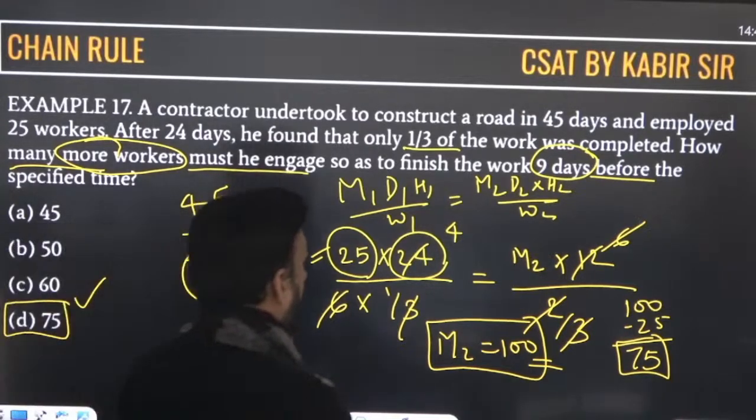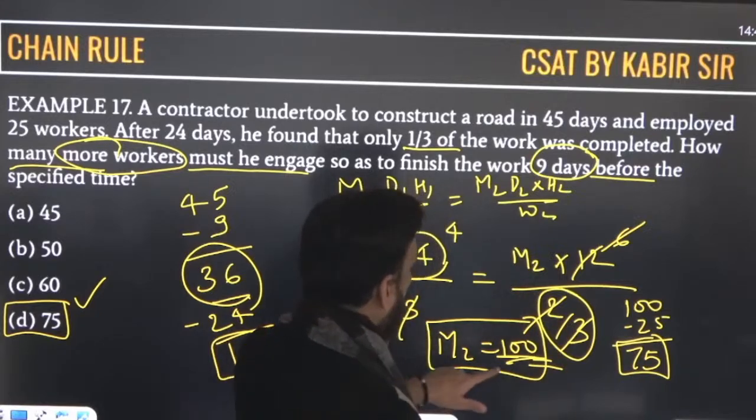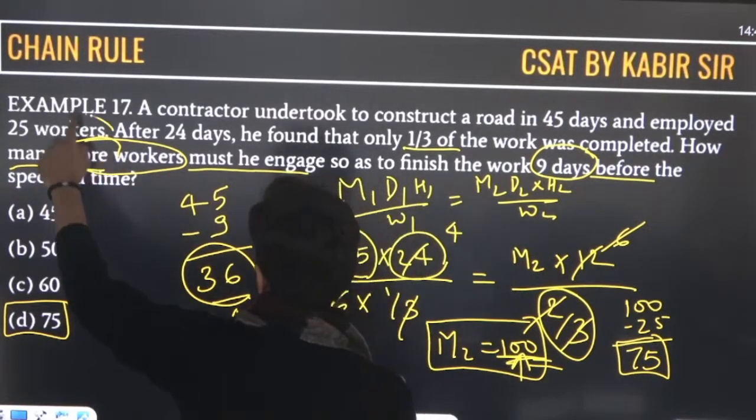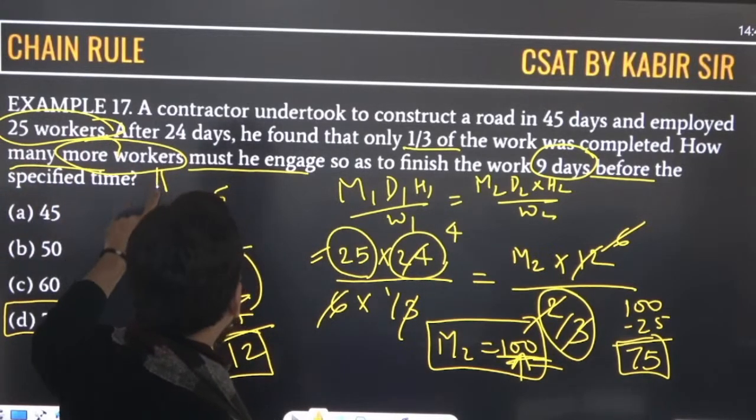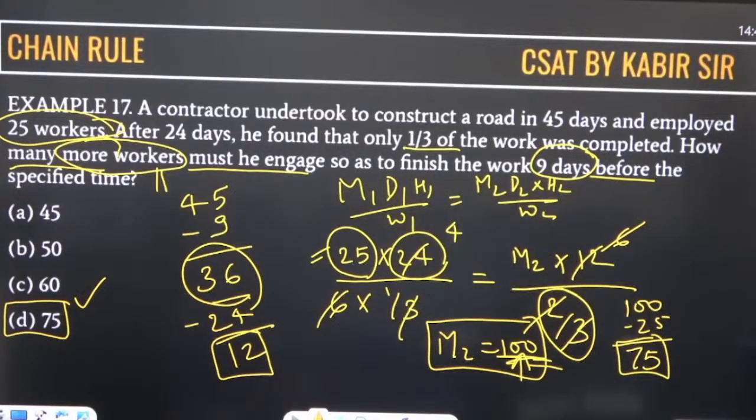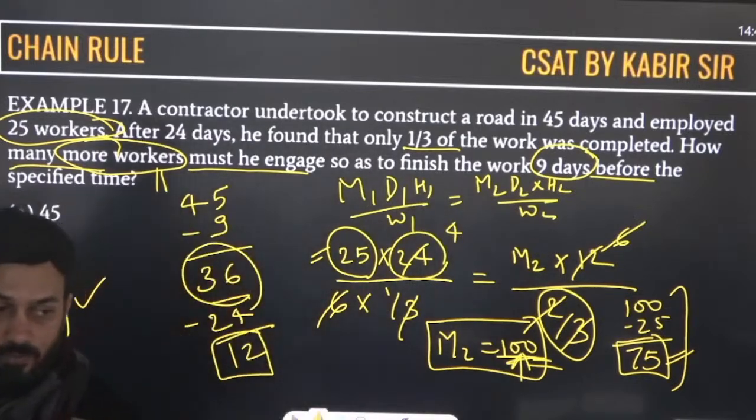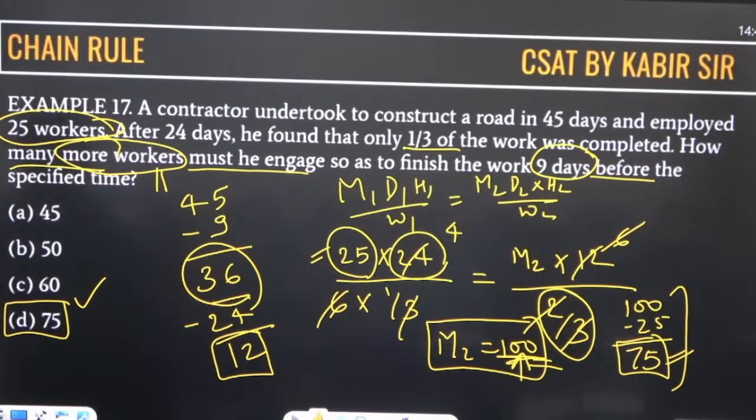Total is 100. Total 100 means he needs to complete this 2/3 work. But already how many workers he is having? Already 25 workers he is having. The question is asking how many more workers he must engage. उसको और कितने वर्कर्स की जरूरत है टू फिनिश दैट वर्क? 25 तो उसके पास ऑलरेडी हैं. Total 100 चाहिए. So 100 minus 25 will be 75. So 75 workers we need more, right? Fine.